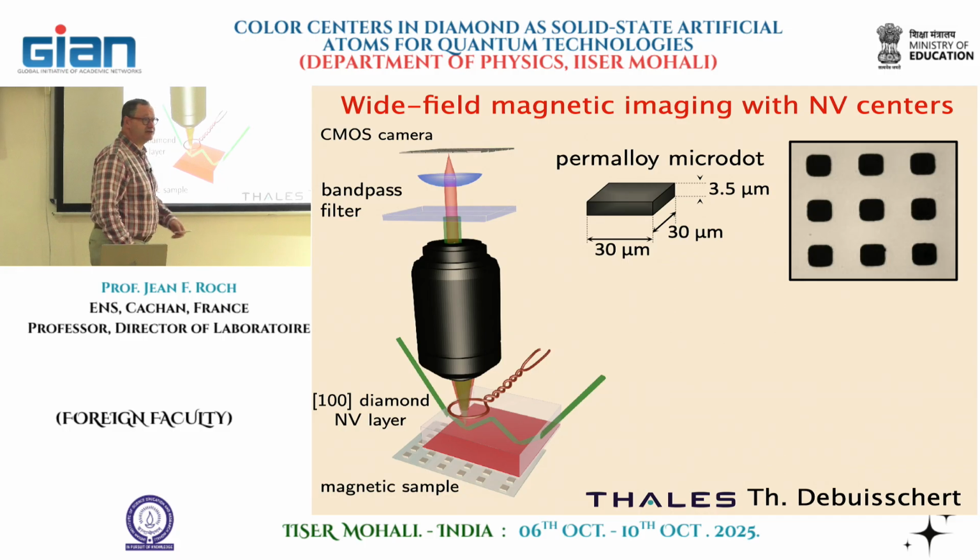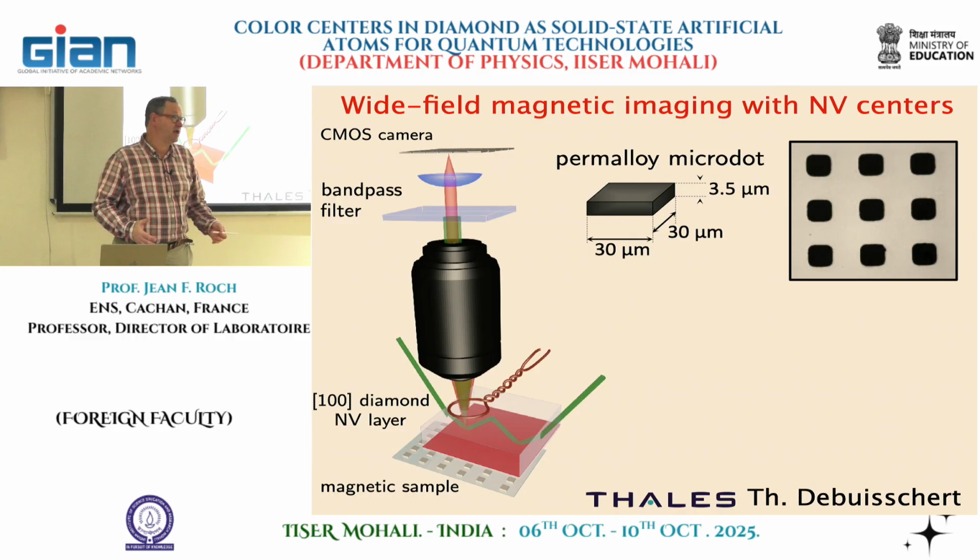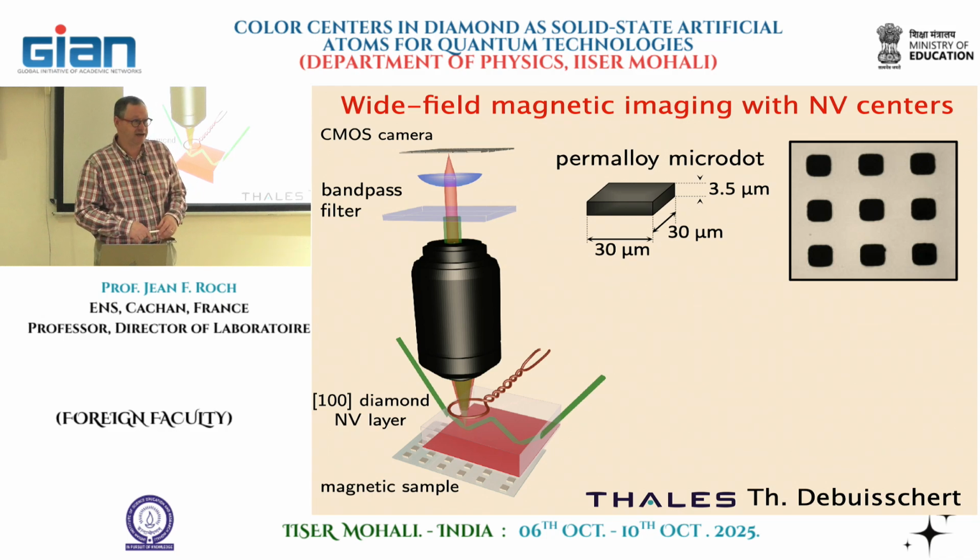Then you're sure that what you will have is just the evanescent wave, which decays very quickly. And if you are a few micrometers above the magnetic sample, you do not care about the intensity. That's a possibility. Now you have this diamond layer. You have the microwave excitation.